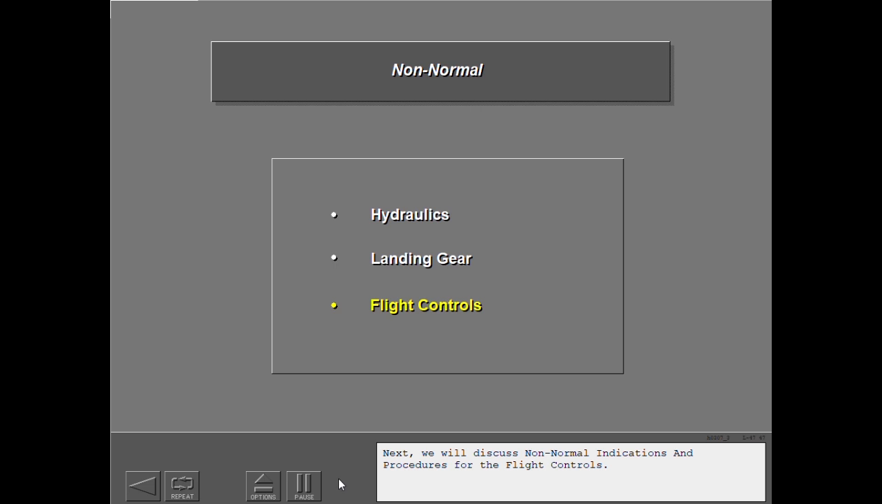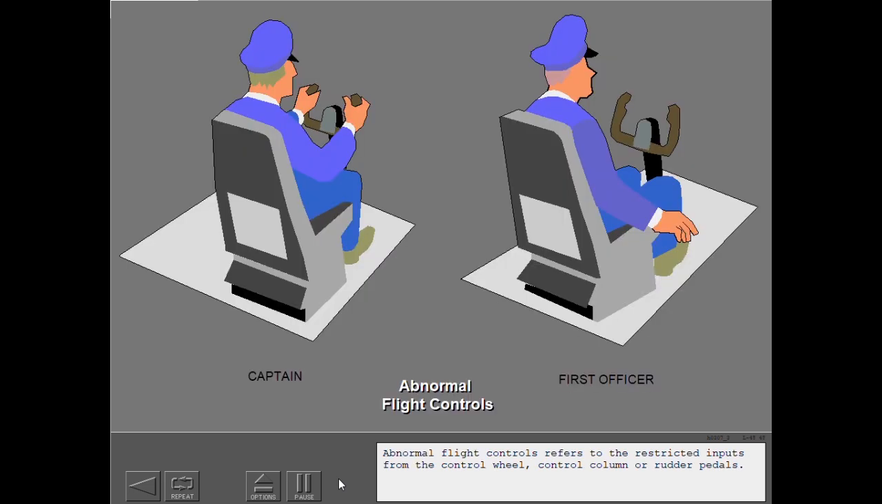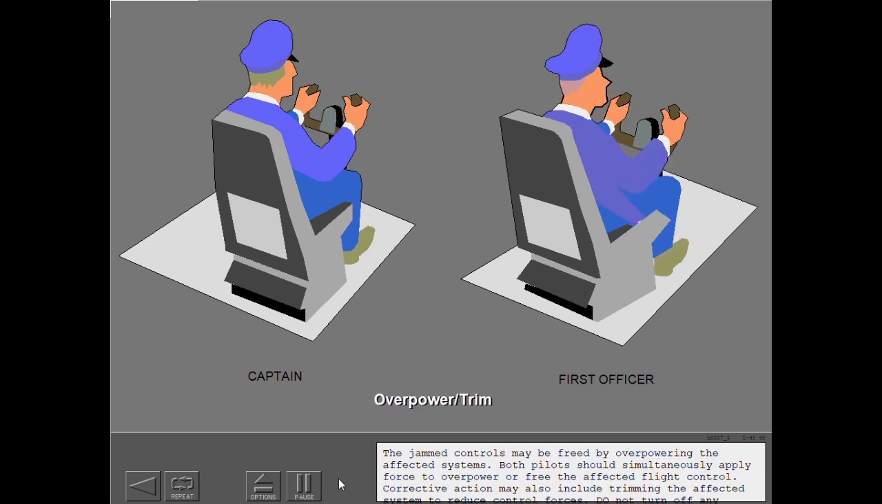Next, we will discuss non-normal indications and procedures for the flight controls. Abnormal flight controls refers to the restricted inputs from the control wheel, control column, or rudder pedals. The jammed controls may be freed by overpowering the affected systems. Both pilots should simultaneously apply force to overpower or free the affected flight control. Corrective action may also include trimming the affected system to reduce control forces. Do not turn off any flight control switches unless the faulty control is positively identified.